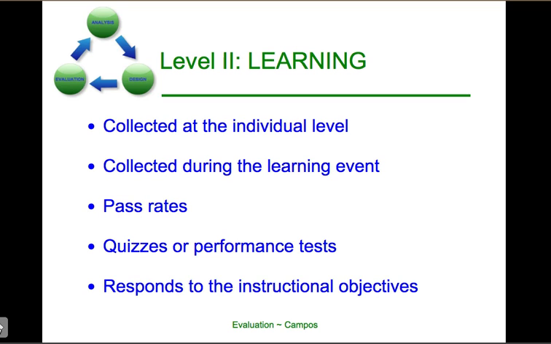Level 2 is also collected at the individual level. It's collected for each participant of the learning event. It's typically reported in things like pass rates. It would be maybe quizzes, it would be exams, maybe performance observation. But what you're doing here is measuring the degree to which the instructional objectives were achieved by the individual learner during the learning event. And that's what Kirkpatrick calls level 2.